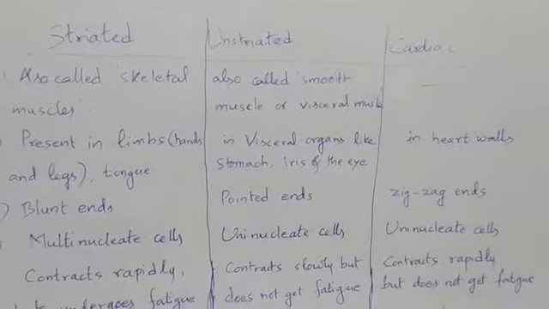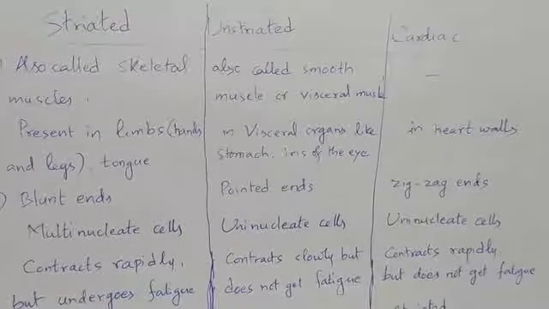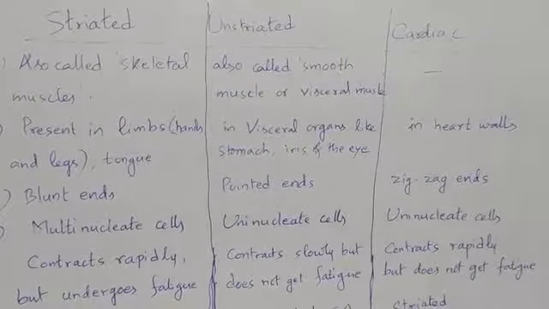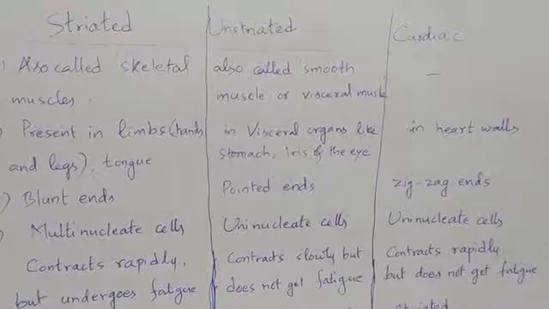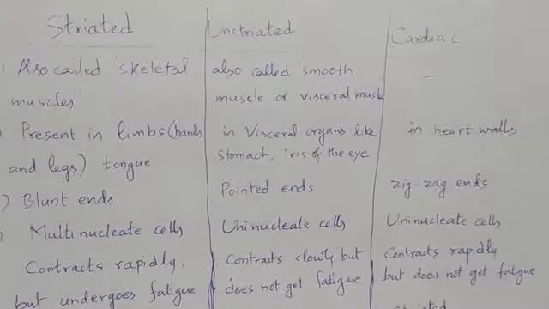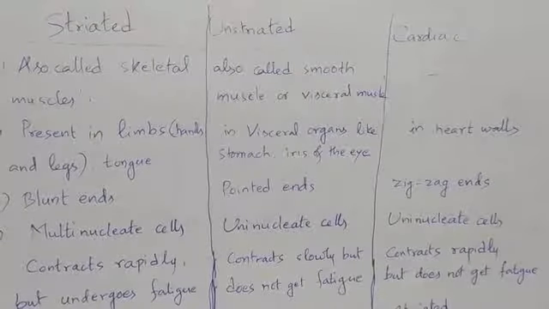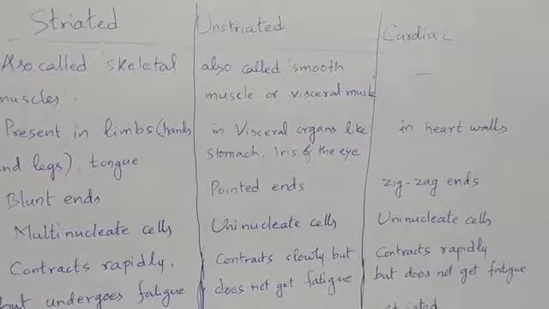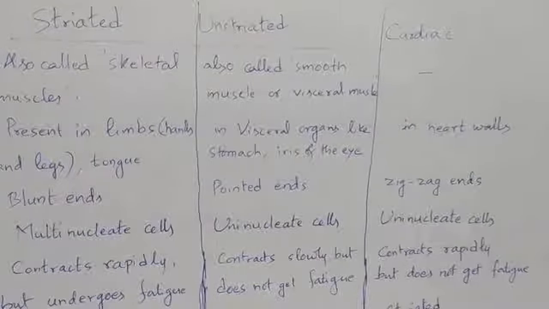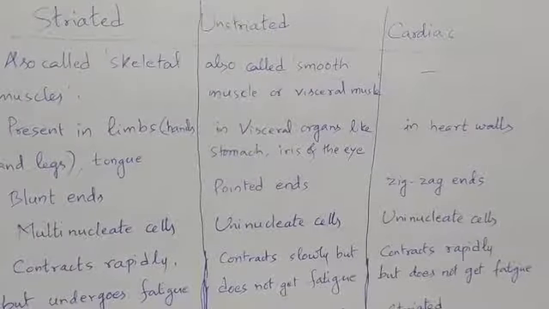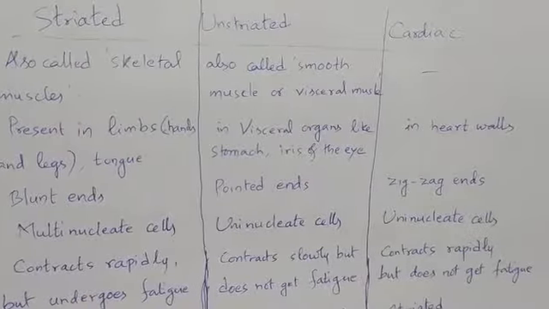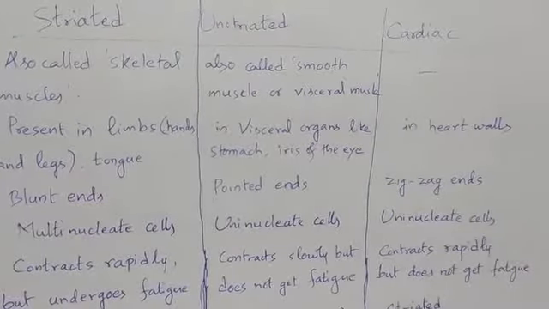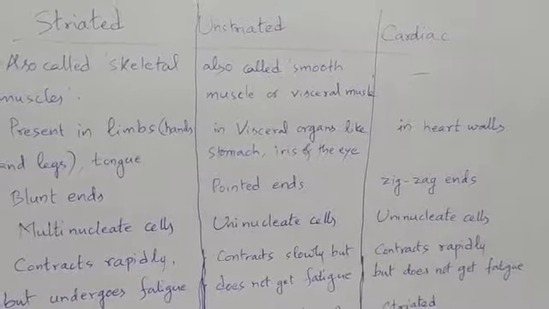Striated muscles contract rapidly but undergo fatigue. Whenever required, they contract rapidly; they do not contract slowly, but they undergo fatigue. Unstriated or smooth muscles contract slowly, but they do not get fatigued in normal conditions. And cardiac muscles contract rapidly, but they do not get fatigued in normal conditions.